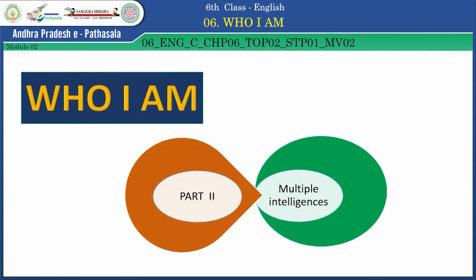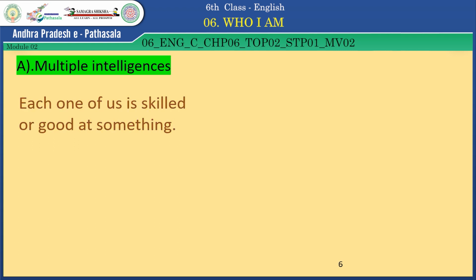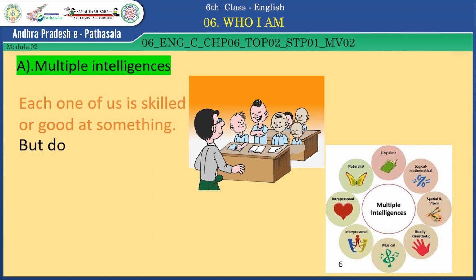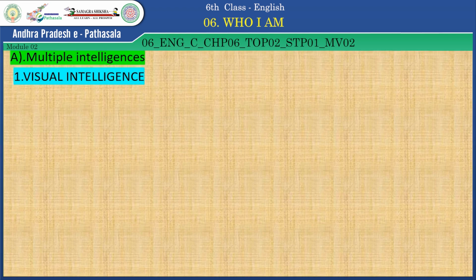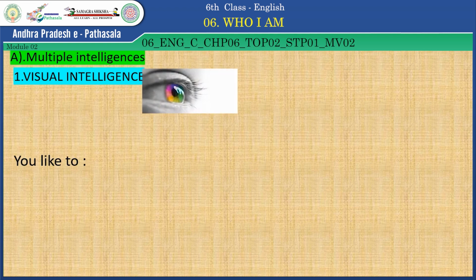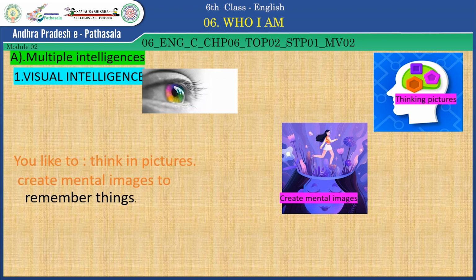Who I Am. Part 2. Multiple intelligences. Each one of us is skilled or good at something. But do you know that different people are intelligent in different ways? First one, visual intelligence. You like to think in pictures. Create mental images too. Remember things.